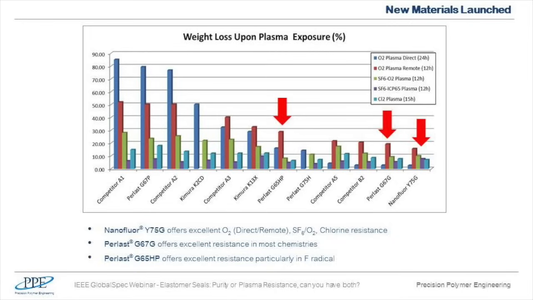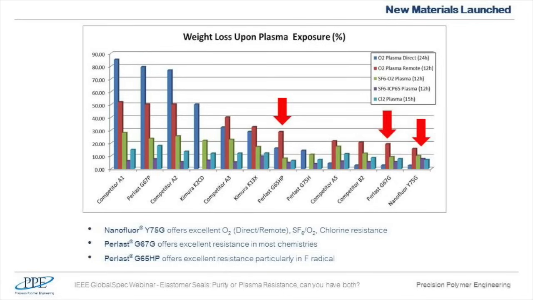First of all, Nanofluor Y75G appears to be very good, apart from the high radical fluorine type plasma environment. Nanofluor Y75G is a hybrid material, which is a mixture of FFKM and an FKM polymer. Therefore, as you can remember from my earlier slides, FKMs do not have very good chemical resistance compared to FFKMs. Therefore, this result is expected. This material has a nanoparticle filler system which has very high purity and relatively low levels of fillers.